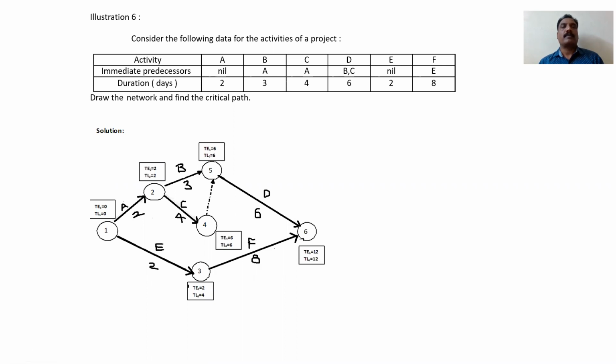Now we take up one illustration. Consider the following data for the activities of a project. Here activities are given: activity A, B, C, D, E and F. Immediate predecessor activities are given: nil, A, B, C, nil, E, and duration in days: 2, 3, 4, 6, 2, 8. Draw the network. From this he is asking, draw the network and find the critical path.